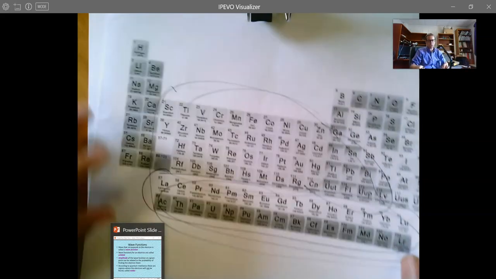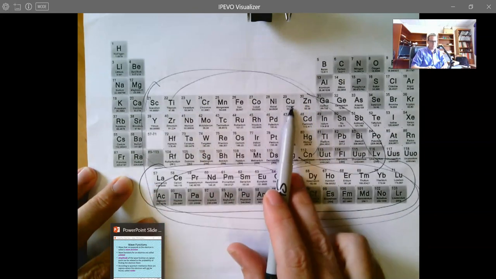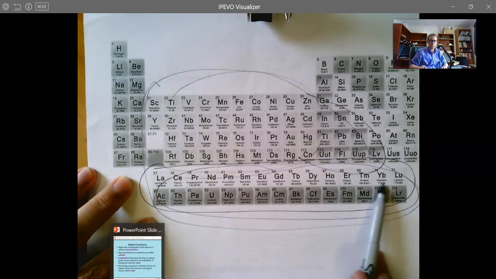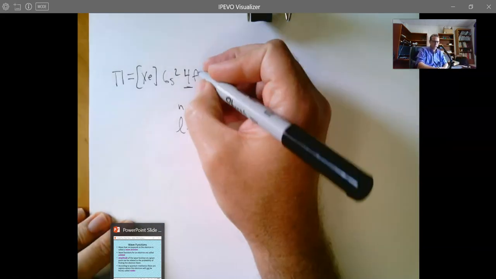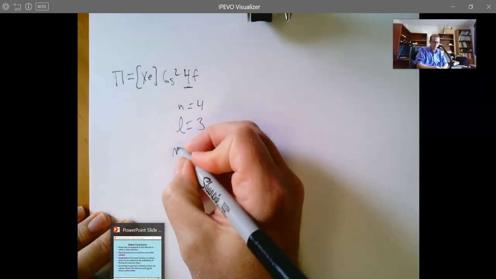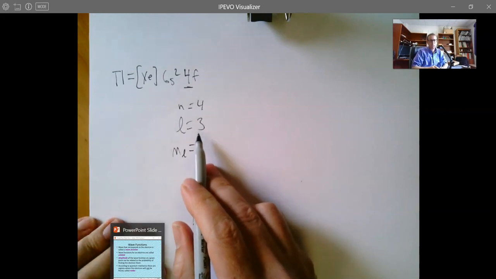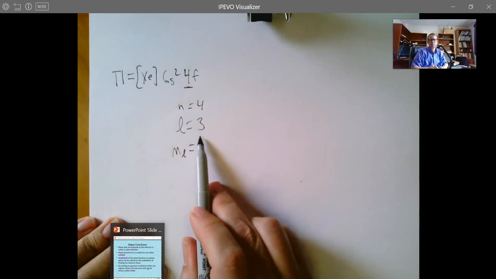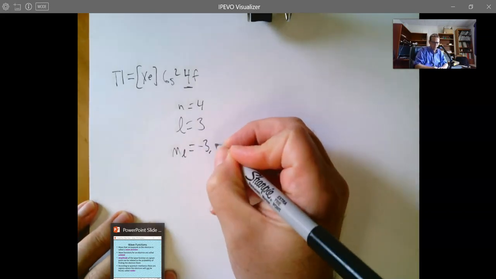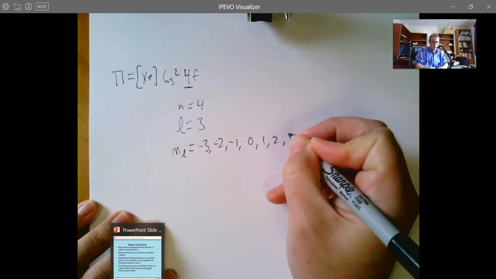Another way to remember it is that if you're in the D block, we've already talked about how you decrease the n value by 1. If you're in the F block, you can just remember that you have to decrease the n value by 2. How many m sub l values are going to be possible if you have l equal 3? -3, -2, -1, 0, 1, 2, 3. That's right.